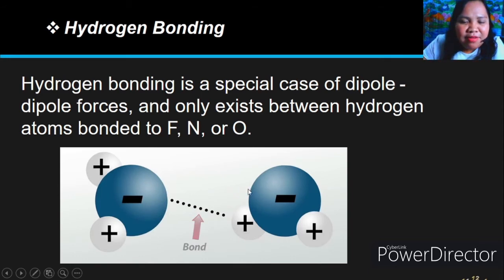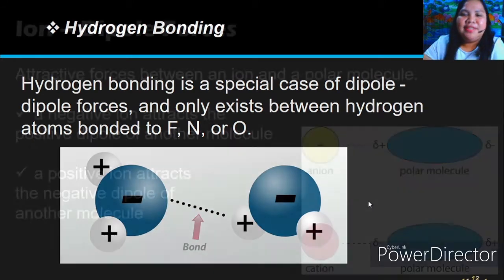the water molecule. We have the negative side, the oxygen one, is bonded or attracted to the hydrogen. Okay, so the hydrogen bonding is an example of the dipole and dipole intermolecular force.